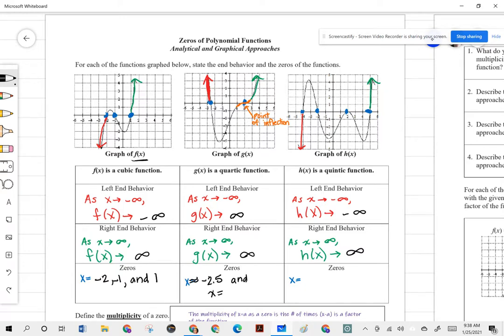x is equal to 2. And on the last graph, we have x is equal to -4. We've got x is equal to -2. We've got +2 and 5.